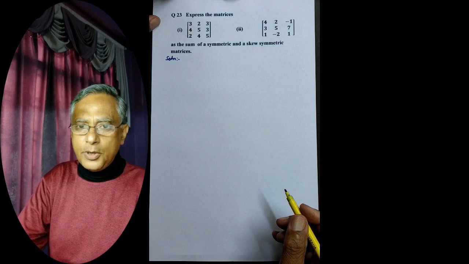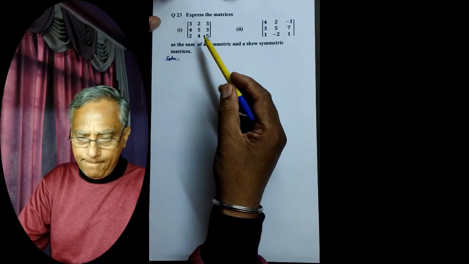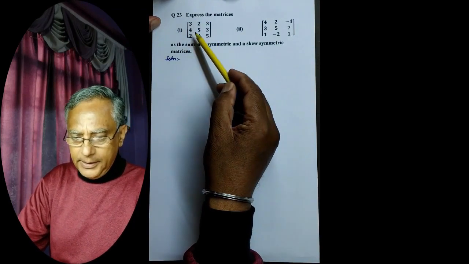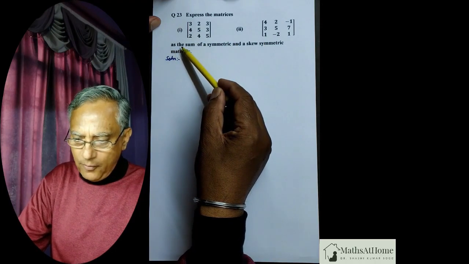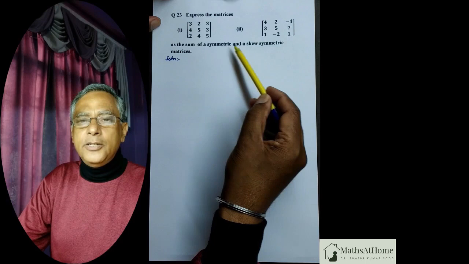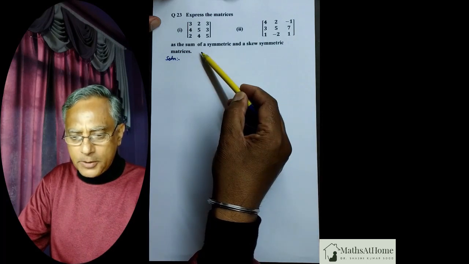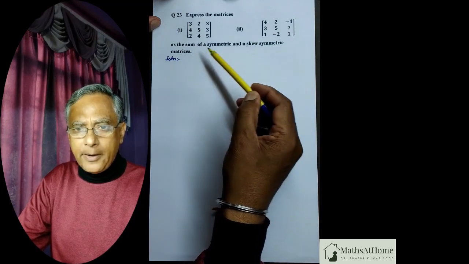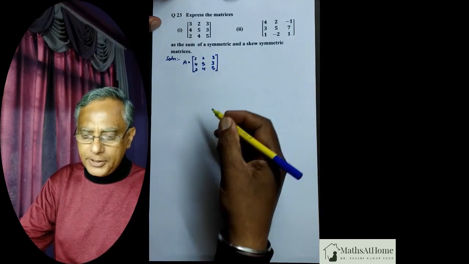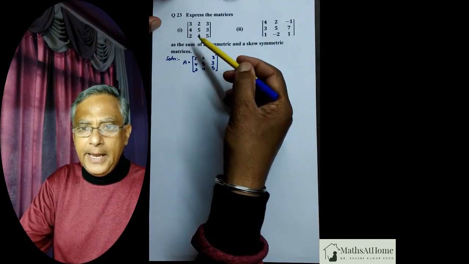We take up the next question. In this question, we are given these matrices and we have to express them as the sum of a symmetric and a skew symmetric matrix. We have to express this matrix as a sum of a symmetric and a skew symmetric matrix. Let us denote this matrix by A.